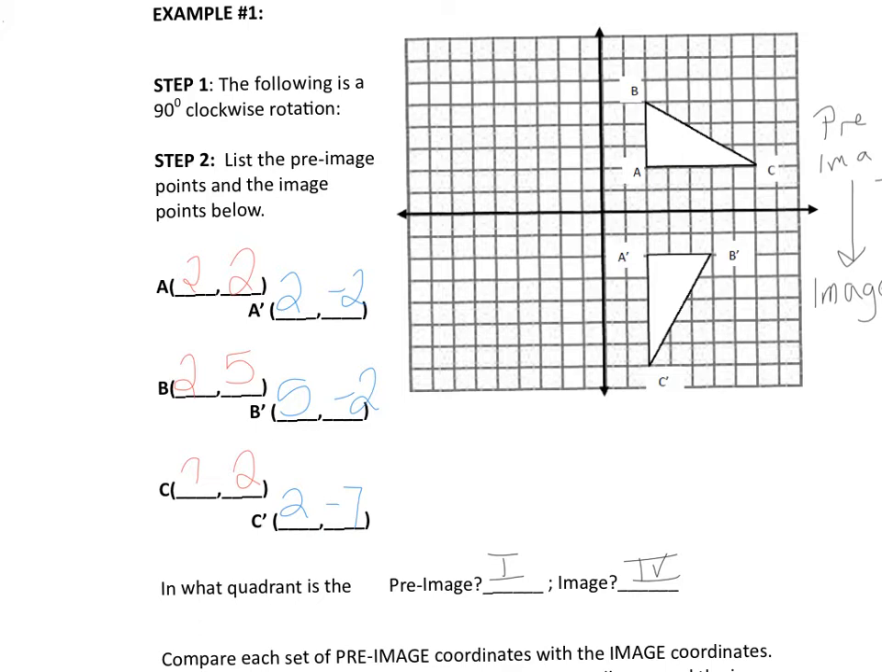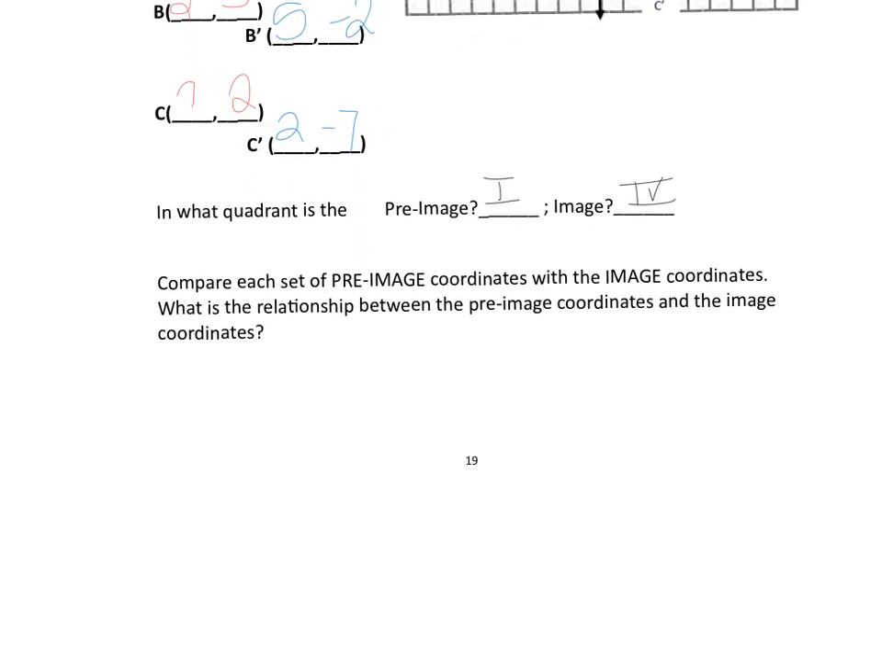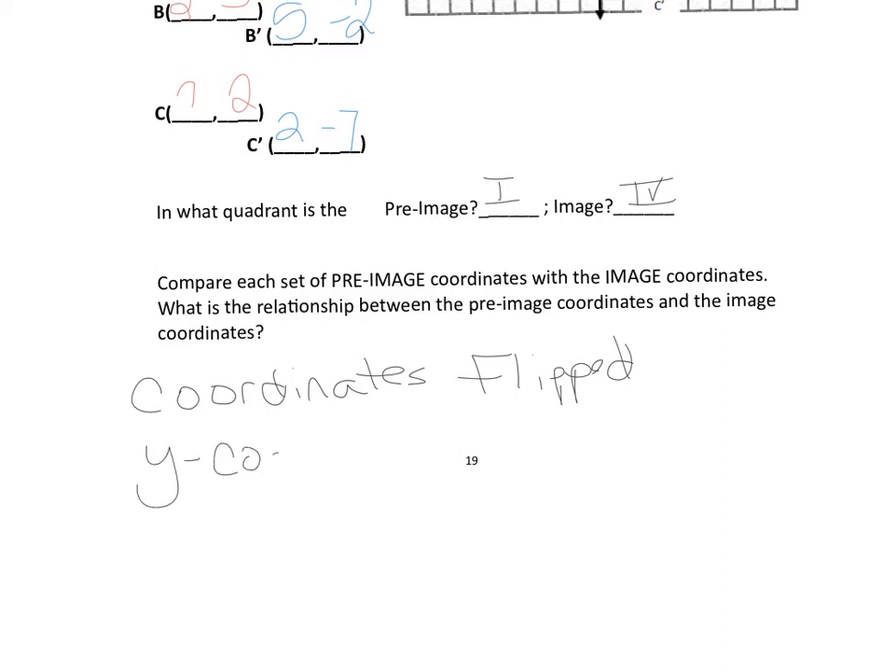Now, take a look at what happened to the coordinates between the point on the pre-image and then the corresponding point on the image. What jumps out to you? Hopefully you've noticed that the coordinates flipped, and that's easier to see with points B and C because A being 2, 2, it's harder to tell they flipped. But you should also note that the Y coordinates are now negative.